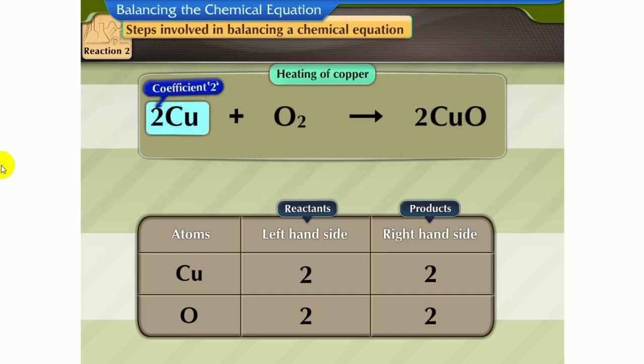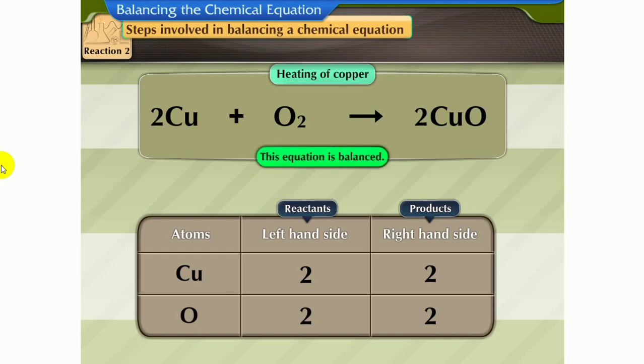Put a coefficient 2 for the Cu atoms on the left-hand side. There are 2 copper atoms and 2 oxygen atoms on either side of the equation. The number of atoms of each element on the left-hand side is equal to the number of atoms of each element on the right-hand side. Hence, this equation is balanced.